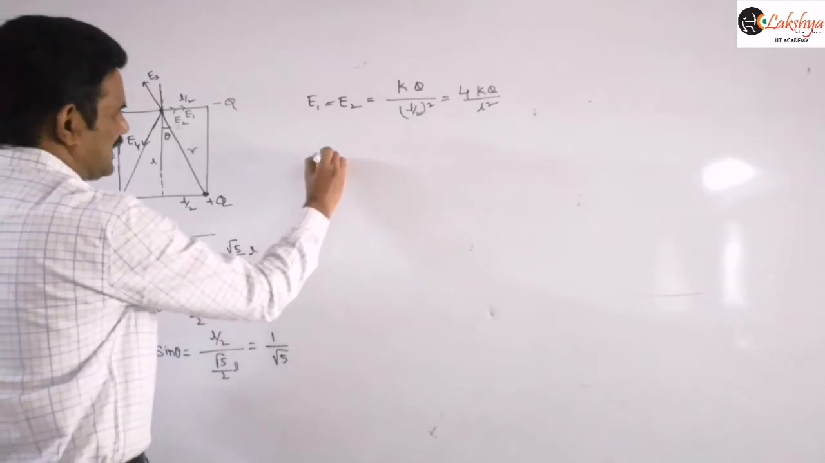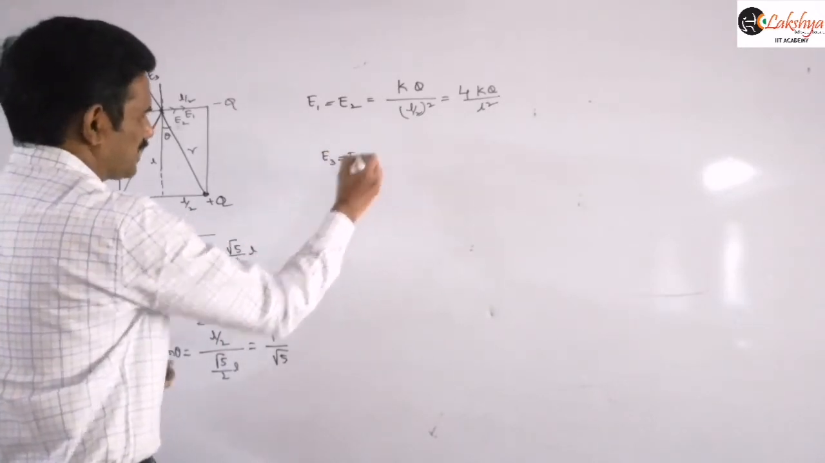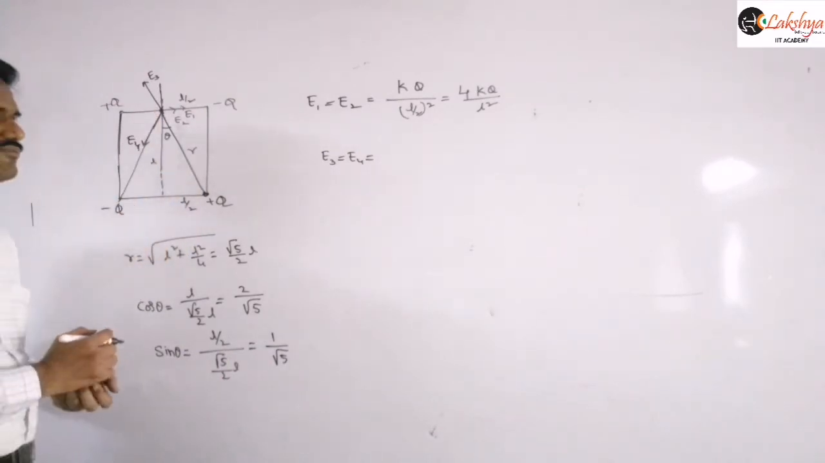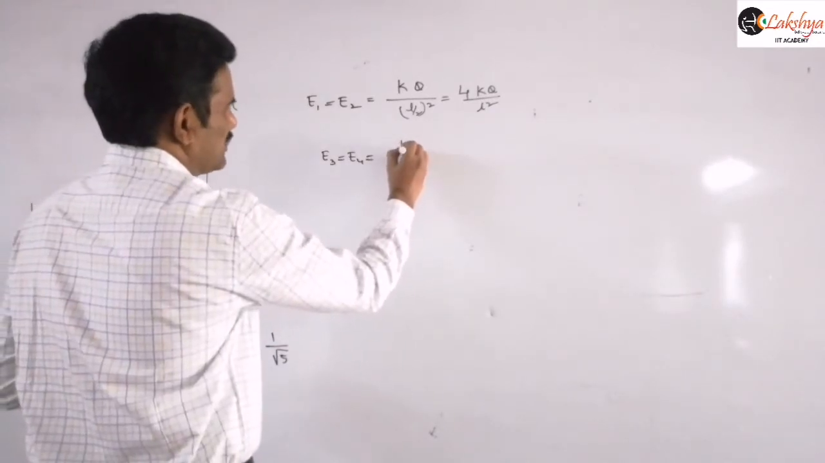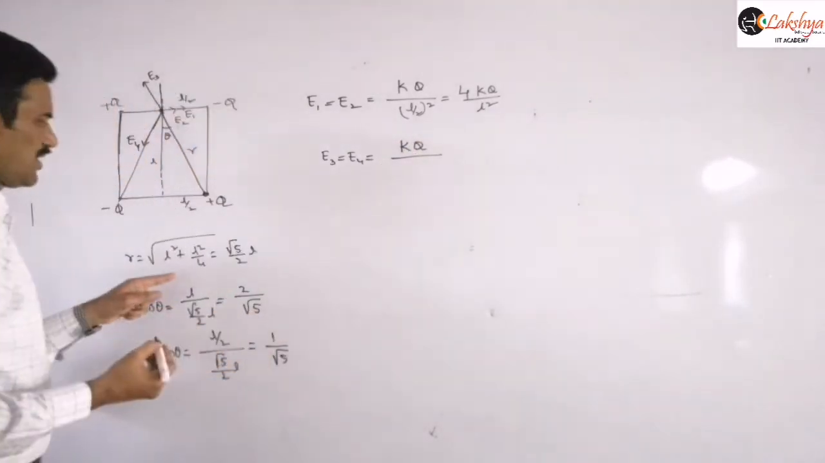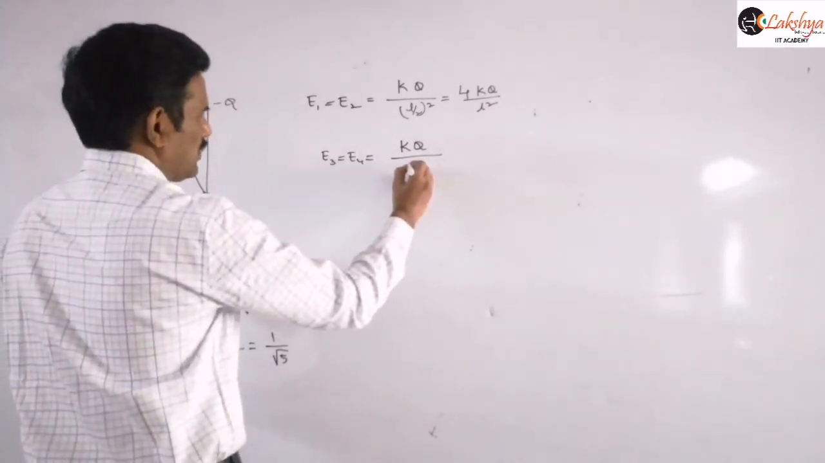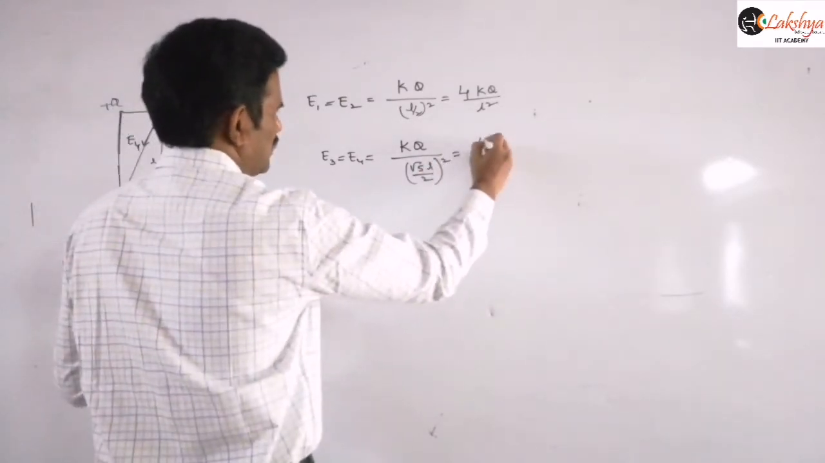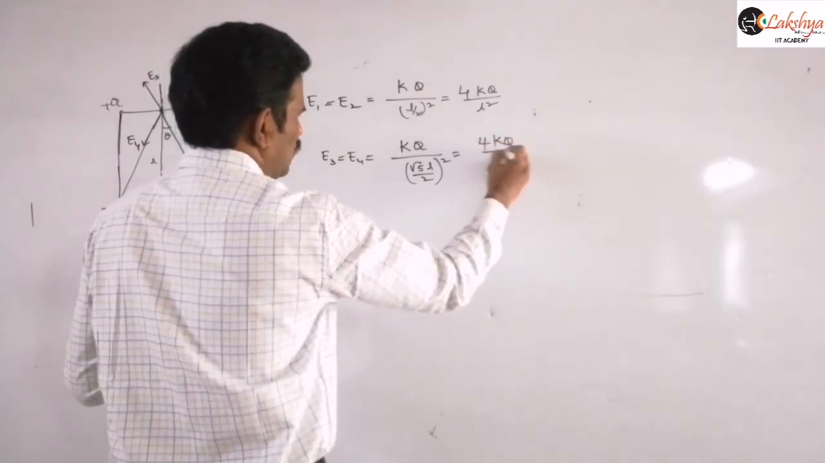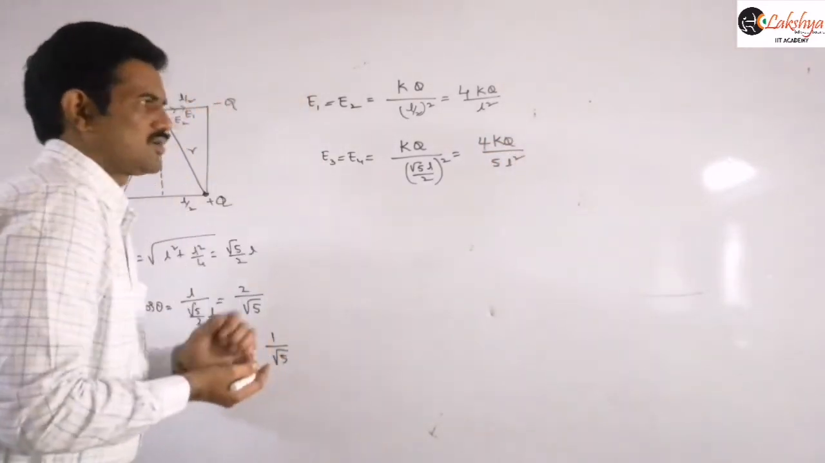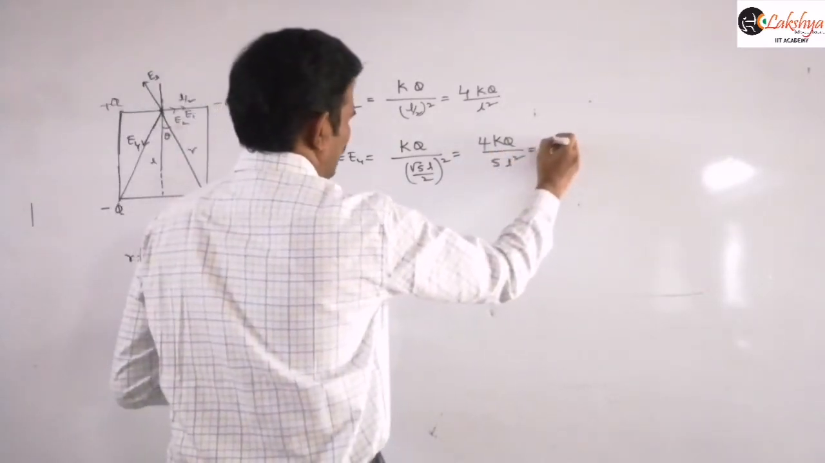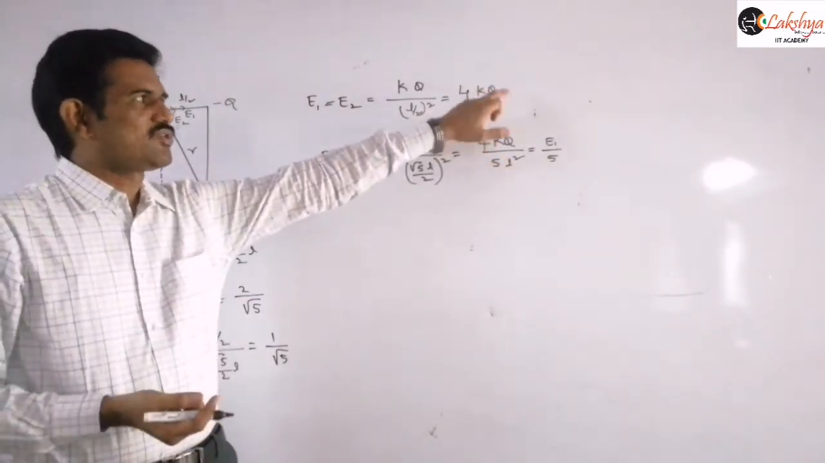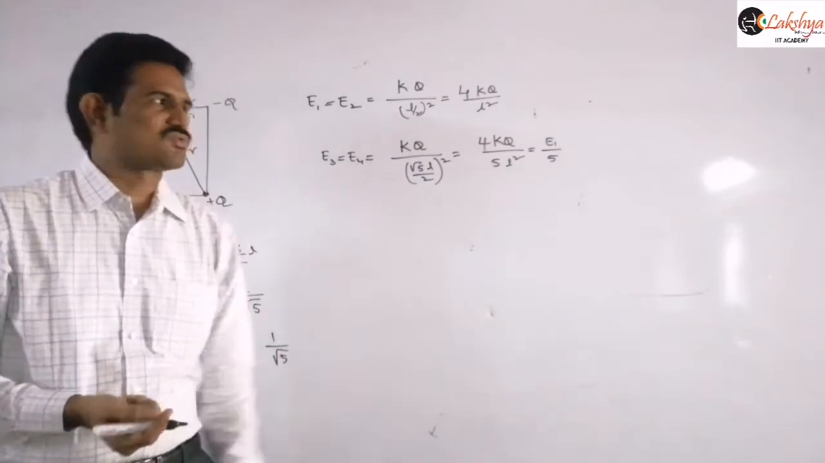And next, similarly, E3 and E4 are also equal in magnitude, because the distance is the same for both of them and the magnitude of the charges is the same for both of them. So I can write this as KQ by R square, and R square means this value, that is root 5 L by 2 whole square. So you can write this as 4KQ by 5 L square, right? So that means we can write these values simply as E1 by 5, because E1 is 4KQ by L square, so additionally this 5 is there.